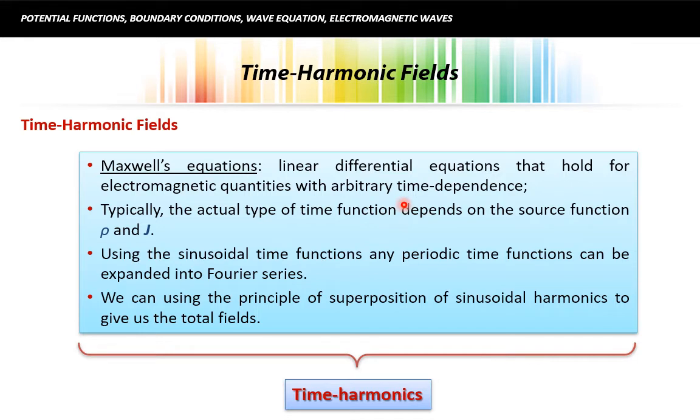Maxwell's equations are linear differential equations that hold for electromagnetic quantities with arbitrary time dependence. Typically, the actual type of time function depends on the source functions, ρ and J. Using sinusoidal time functions, any periodic time function can be expanded into a Fourier series. Using the principle of superposition of sinusoidal harmonics, we can obtain the total fields. That's why in electromagnetic fields we use time harmonics.